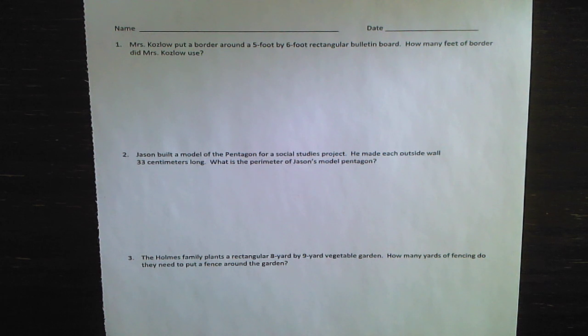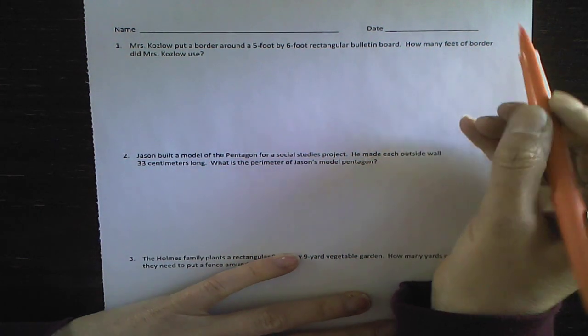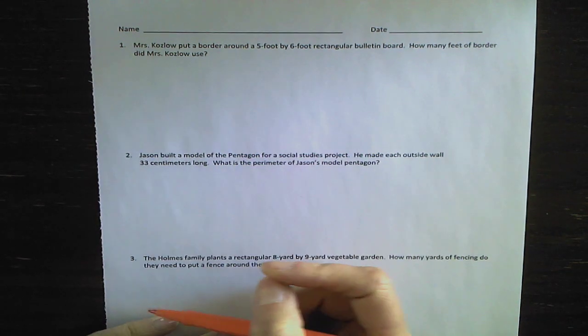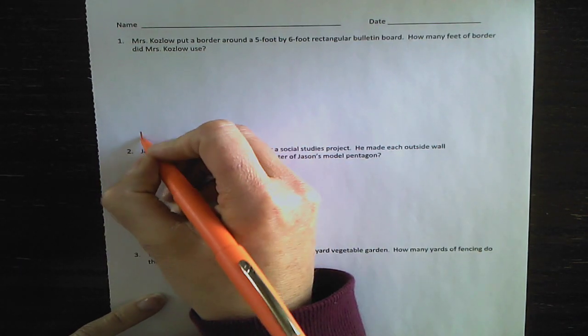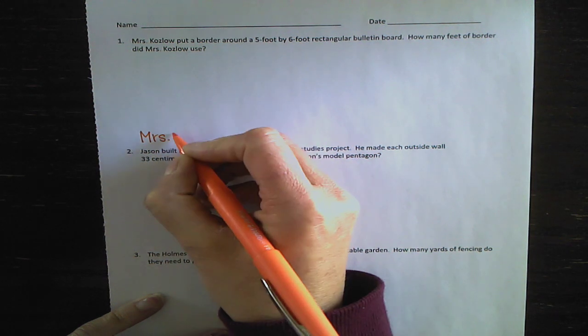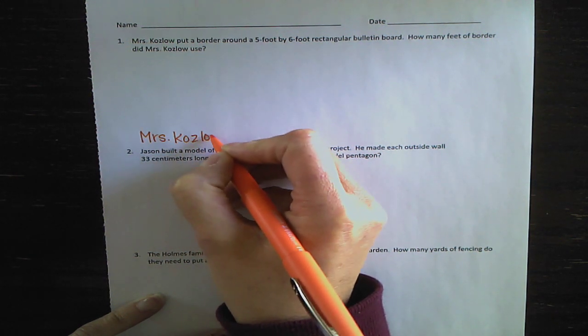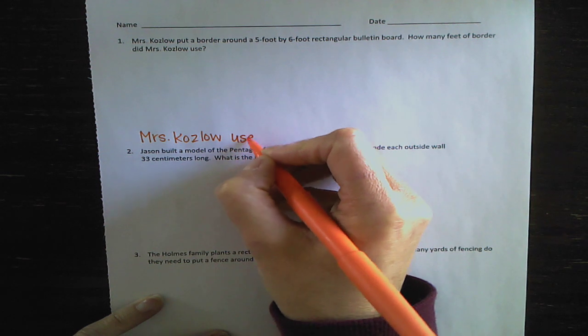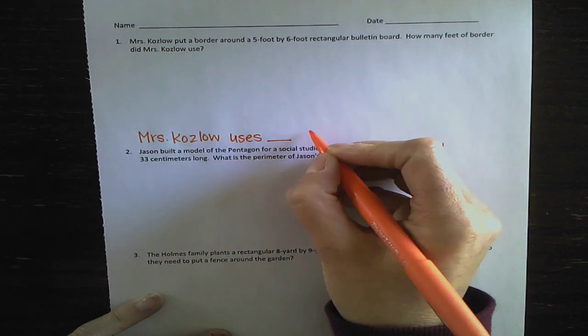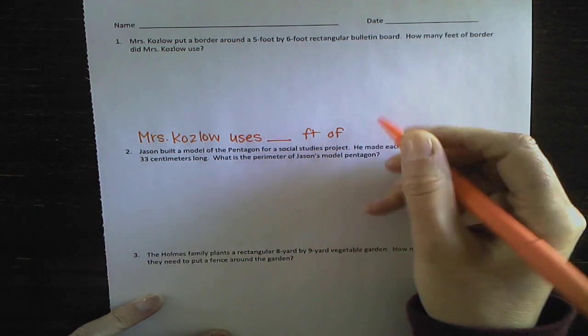Please read number 1 with me. Mrs. Coslow puts a border around a 5-foot by 6-foot rectangular bulletin board. How many feet of border did Mrs. Coslow use? Okay, let's start with our sentence. So our question is, how many feet of border did Mrs. Coslow use? So our sentence will say, Mrs. Coslow uses blank feet of border.